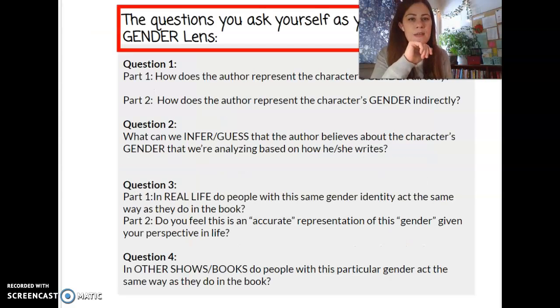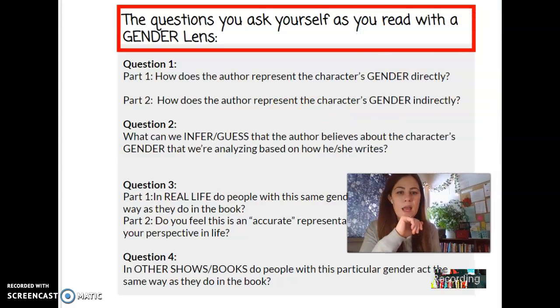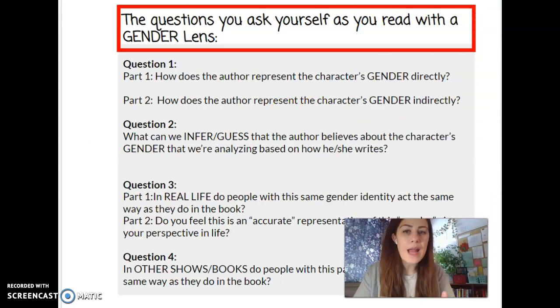So when we dive into our next part of reading Other Words for Home, the questions you're going to ask yourself are a lot like the other lenses, but they have to do with gender. You're going to ask yourself, how does the author, meaning Jasmine Warga, represent the character's gender directly? How do we know this person associates as a female or a male or non-binary? How does the author represent the character's gender indirectly?